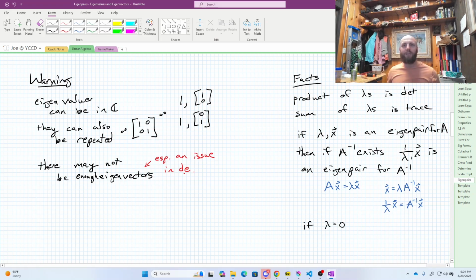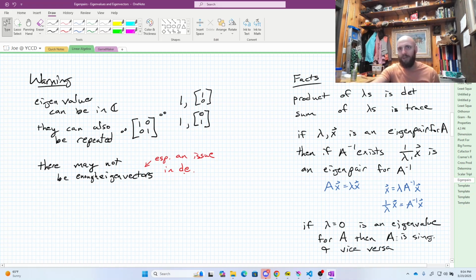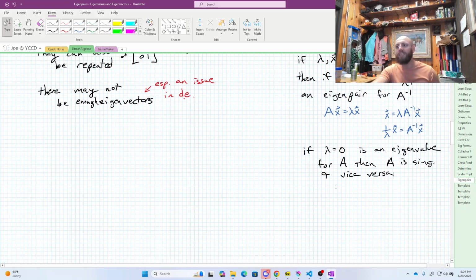If lambda equals 0 is an eigenvalue for A, then A is singular. And actually, this goes vice versa, right? So if A is singular, then lambda equals 0 is an eigenvalue. That's a convenient fact to know.